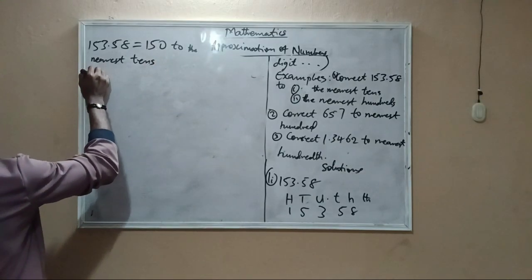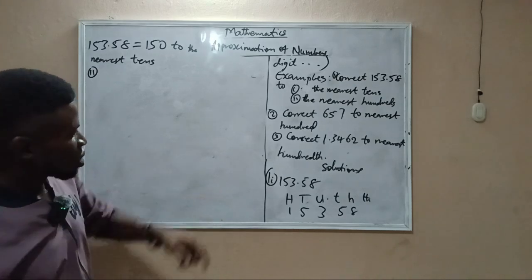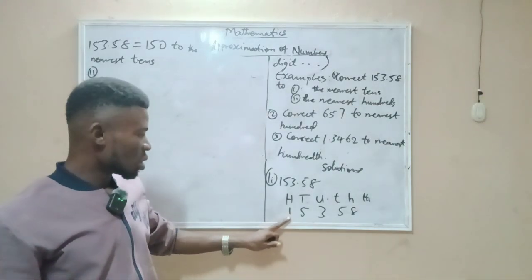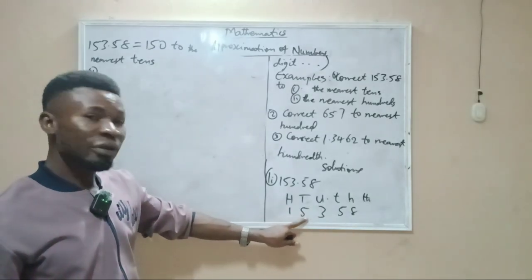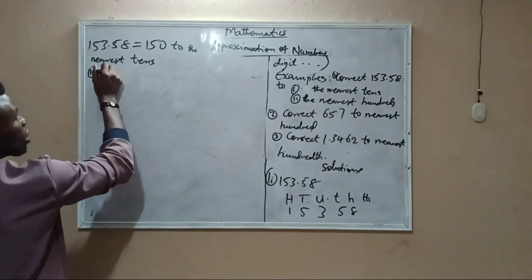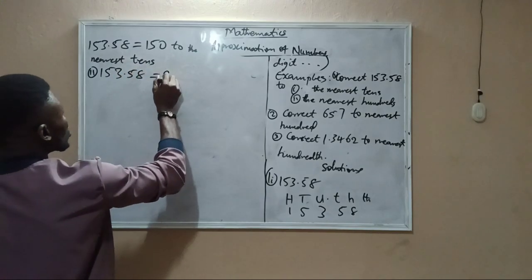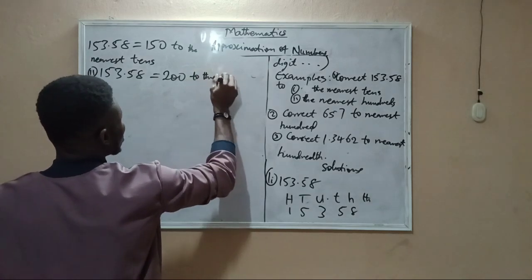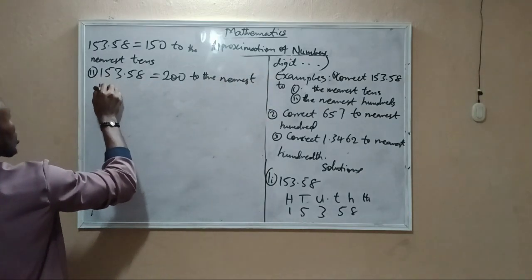Now the second one, (ii), is to the nearest what? To the nearest 100. Now, looking at that one still, the value that is under hundreds is 1. But then, under tens, we have 5. So this number to the nearest 100 is equal to what? 153.58 is equal to 200 to the nearest 100.